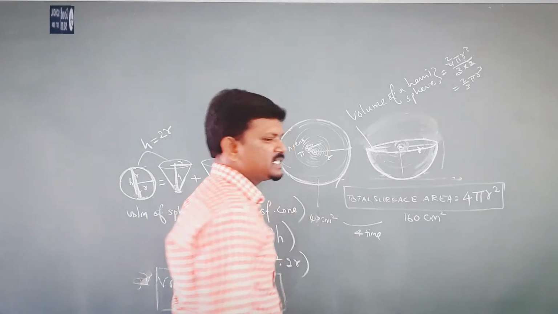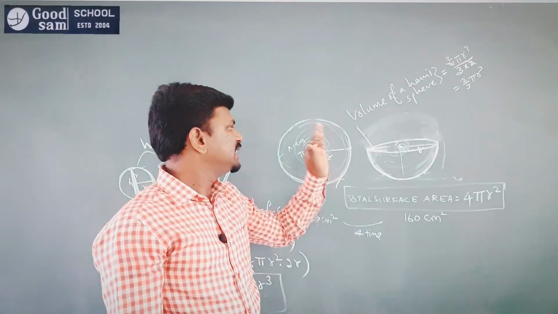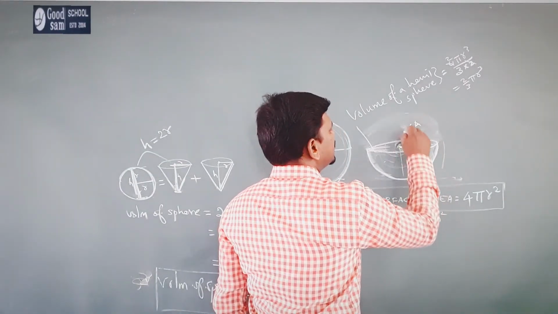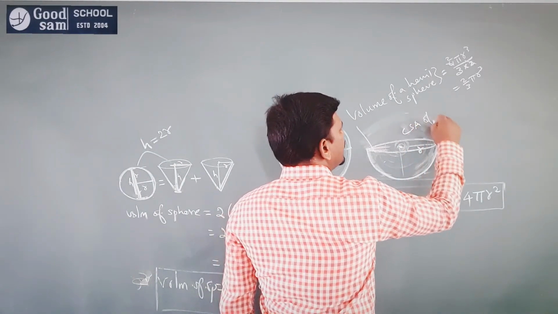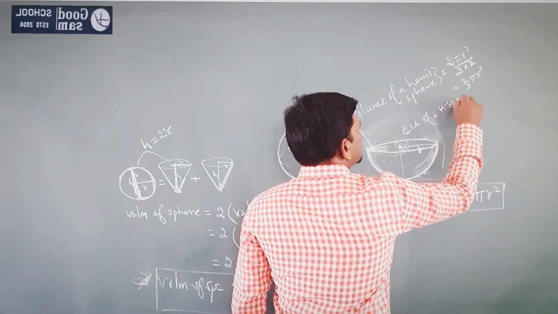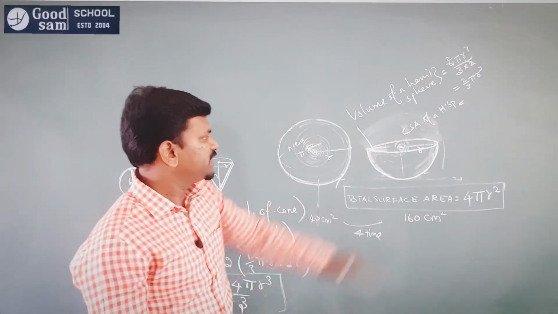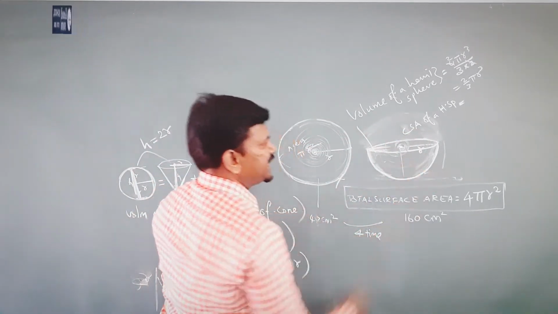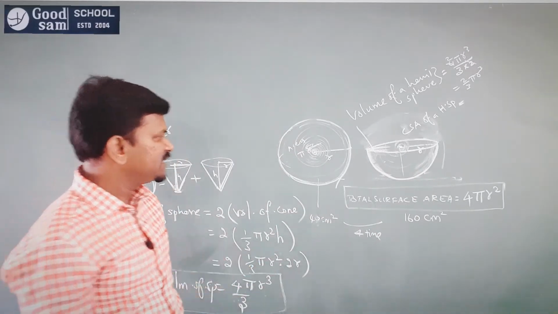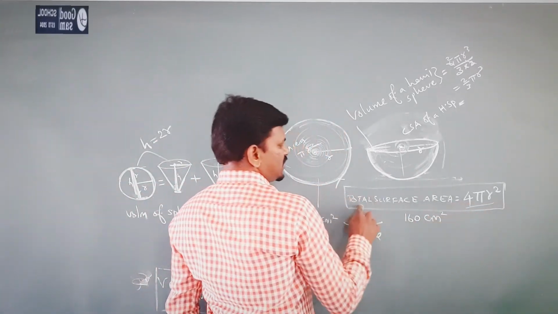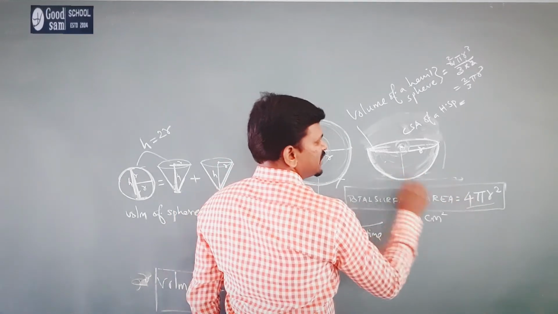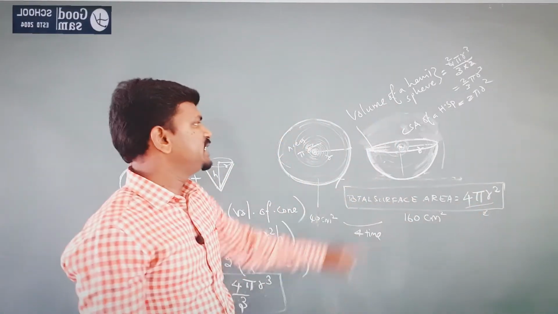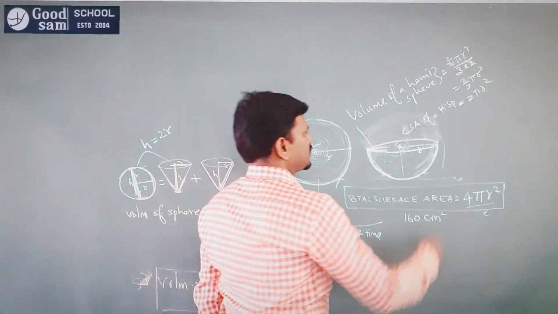Then for this hemisphere there is TSA and CSA separately. We can find the CSA first. CSA of a hemisphere is equal to, excluding this top, only the curved area. So half of the total surface area of the sphere. That is 2 pi r square. We divide by 2, so CSA of a hemisphere is 2 pi r square.